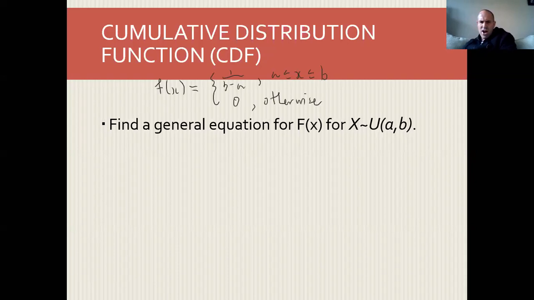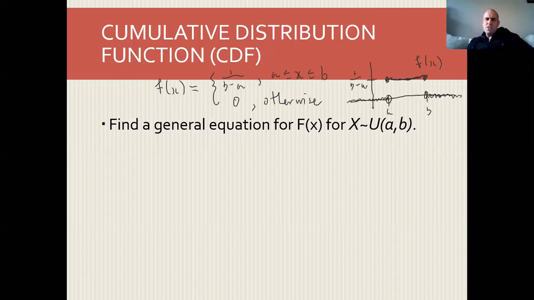Okay, so that gave us a graph. I'm just going to draw the graph over here, it's very basic. That gave us a graph that looked basically like this. So here's A, here's B, and the graph was at the same height, 1 over B minus A, everywhere between A and B, and then it was equal to 0 everywhere outside of there. So I'll put a couple little open circles right there. And so that's what the graph of the density, little f of x, looked like.